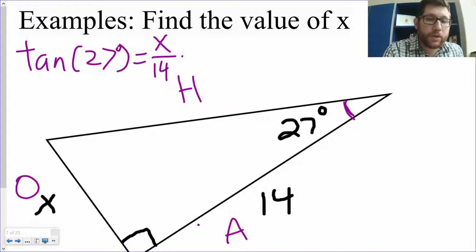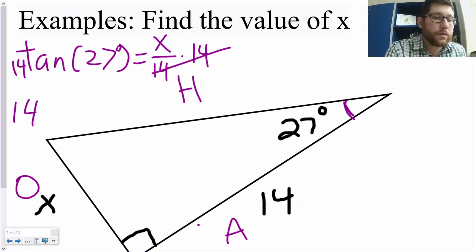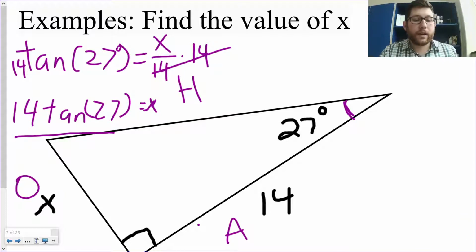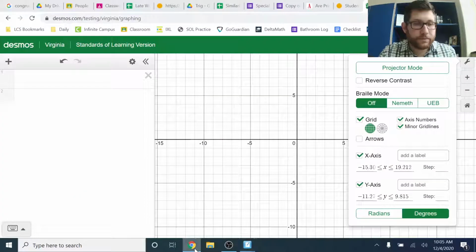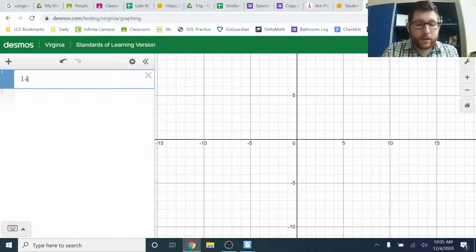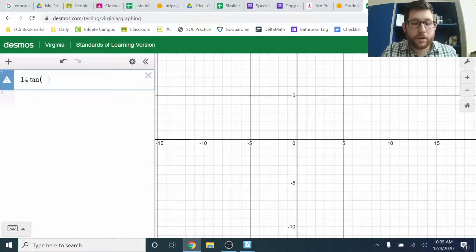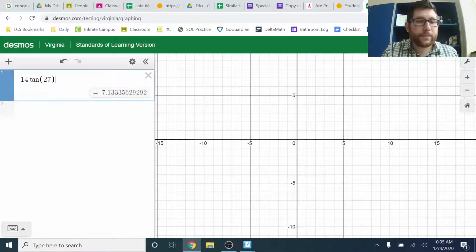So when I multiply by 14 on both sides, the 14 comes out front, and I end up with 14 tan 27 is equal to x. What am I going to plug into my calculator? I'm going to plug in 14 tan 27. I'm going to do it in Desmos here. 14 tangent, and notice when I do tangent, it changes the font to say that's a function. 14 tan 27, and I get 7.1333. We're just going to round this to the nearest tenth.